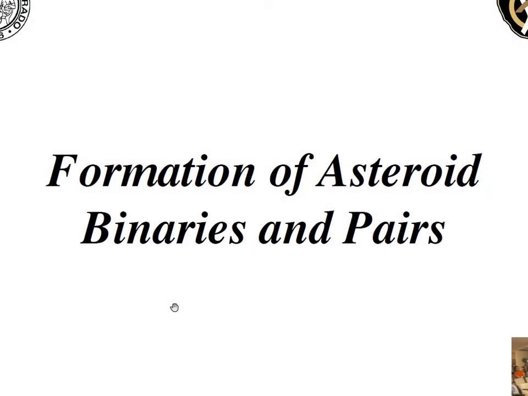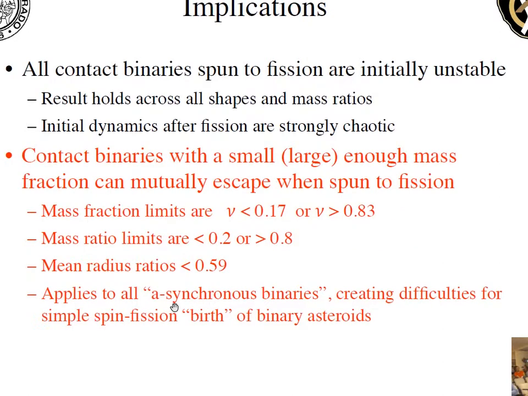Once we get to a fission, we can now study how we might form asteroid binaries or asteroid pairs following such an event. Now, I should note here that I have this relatively strong statement that all contact binaries spun to fission are initially unstable. I believe this holds for two bodies.